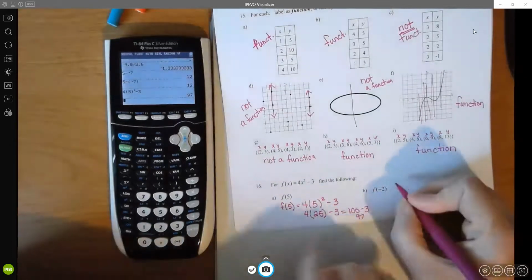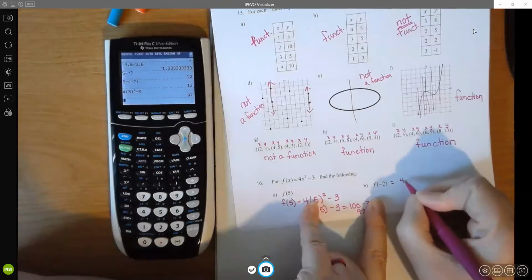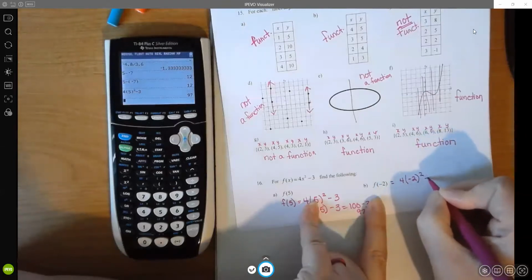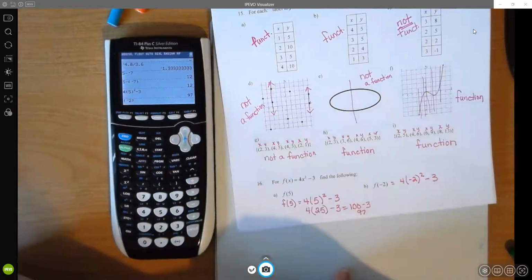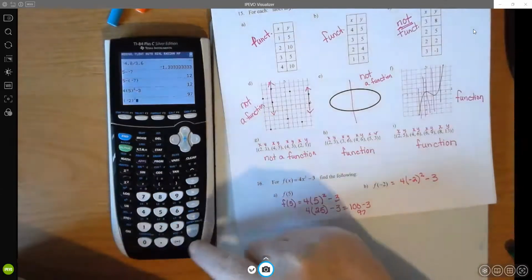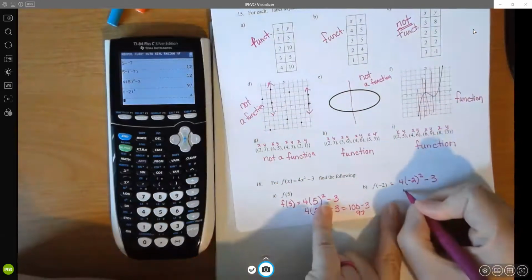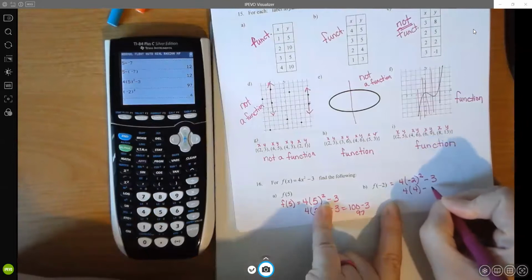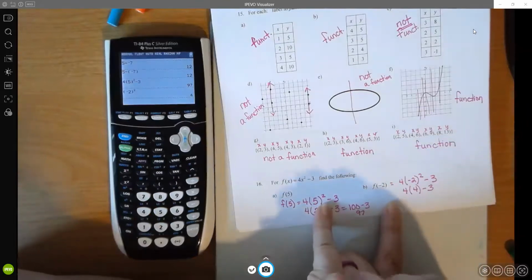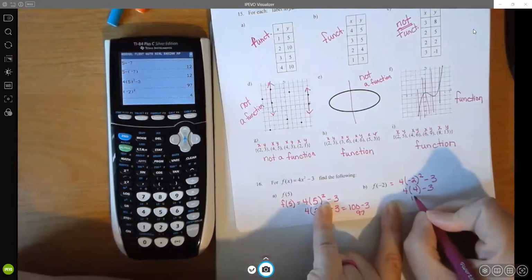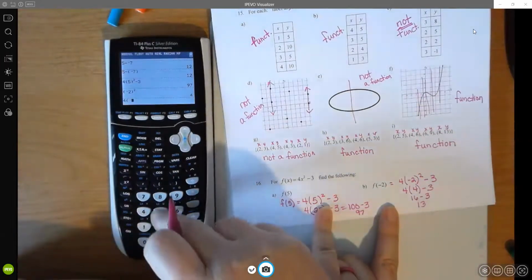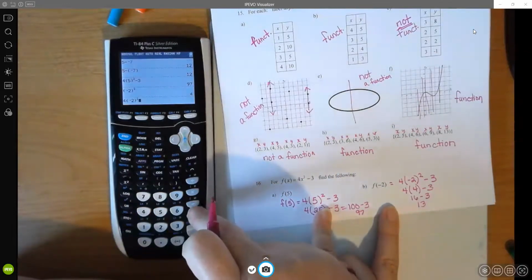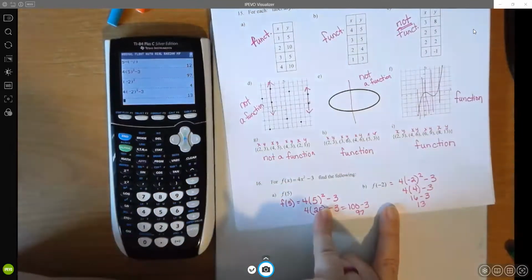The same thing with the f of negative 2. That then means you're going to go 4 times negative 2 squared minus 3. If you're not sure what negative 2 squared is because of the negative, remember it does include the parentheses. It's negative 2 times negative 2, which would give us a positive 4. So that's 4 times 4 minus 3. We do the multiplication first, which would be 16 minus 3, and that would be 13. And just to double check, type in the whole thing, and that should give you then the 13.